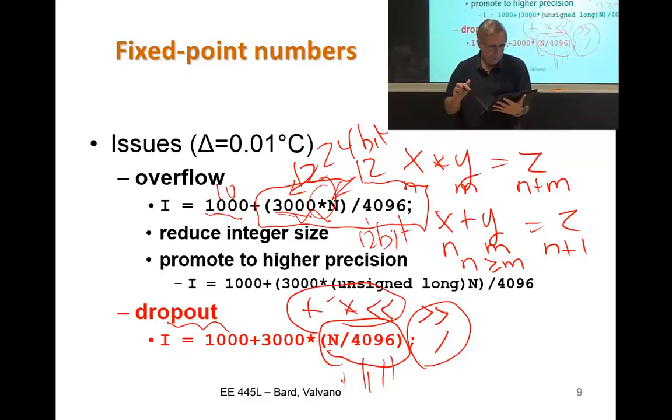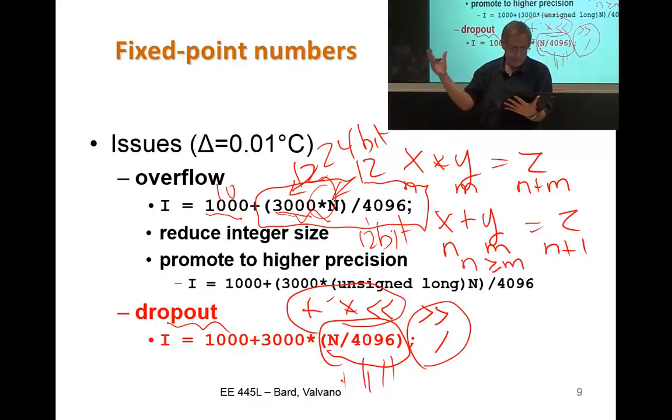Okay? And those are the two errors that we want to keep track of. Overflow when I multiply, add, subtract, and left shift, and dropout, where I might lose my data when I divide or right shift. So you notice what I'm going to do is multiply first, and then I'm going to shift right or divide.